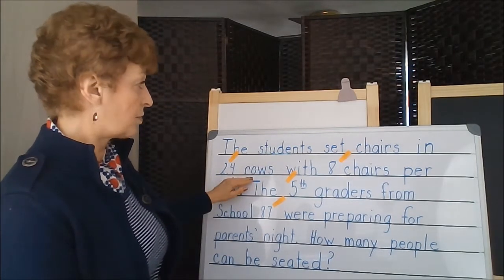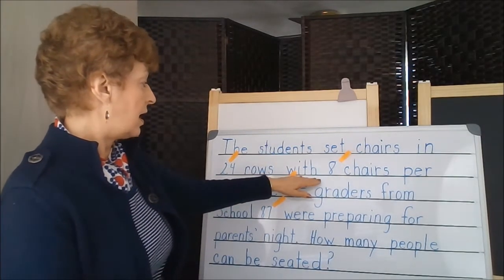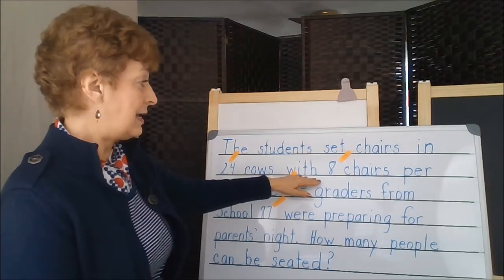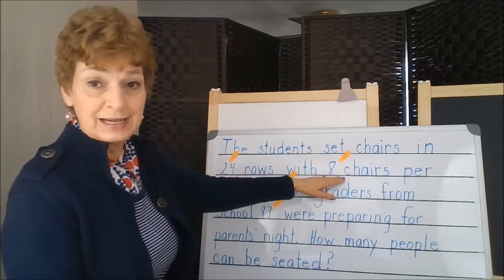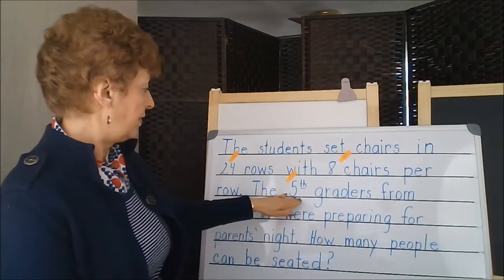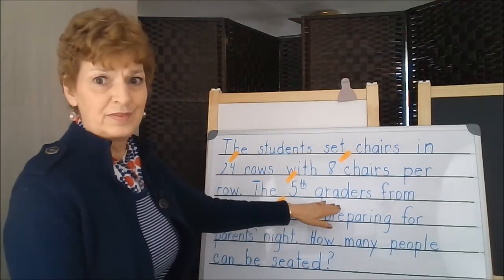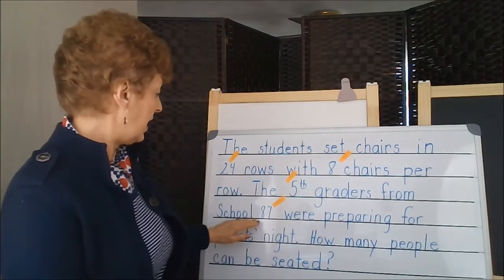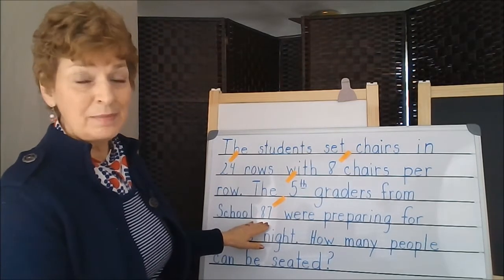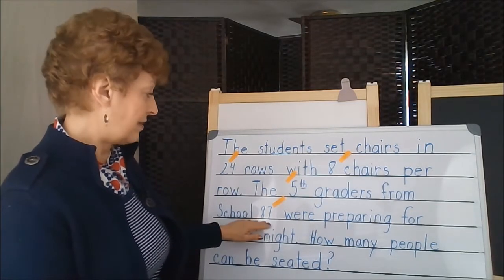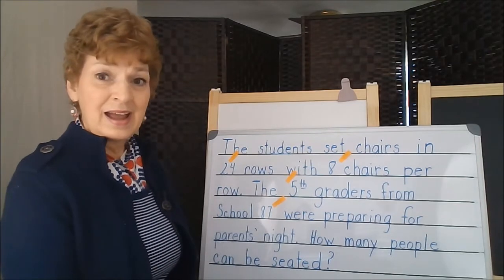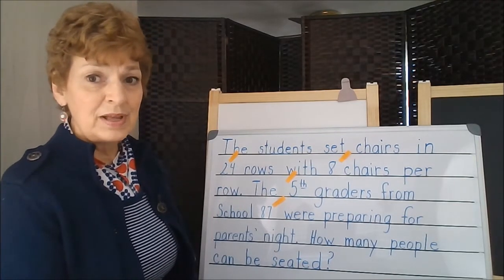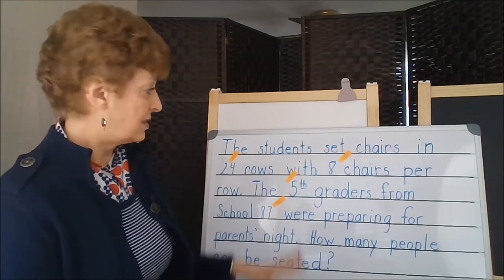24 is referring to the rows. The 8 is the number of chairs in each of the rows. The fifth is talking about the fifth graders. And 87 is the name of the school, School 87. So I don't think it's a long addition problem. There are too many categories floating around in this thing.